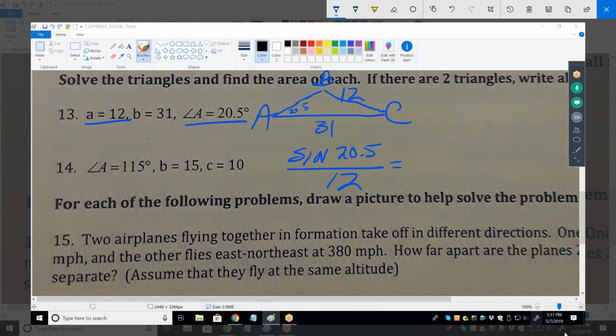Equals sine B over 31. Notice we wouldn't be able to do C right away because we don't know anything about C. We don't know angle C and we don't know side little c. So you have to know one of them. What this does is this relationship holds true for this entire triangle regardless of which angle you're talking about. All is going to be that same ratio. Okay? You got your calculator?